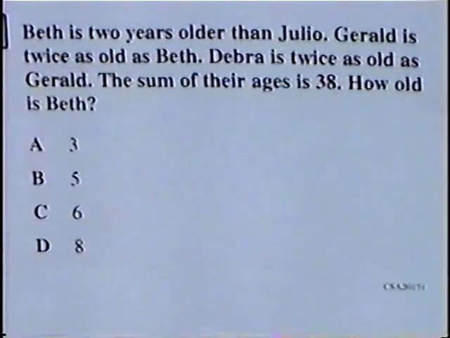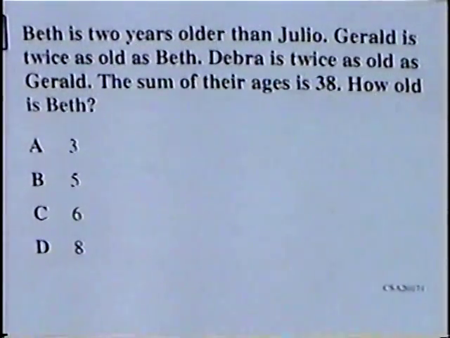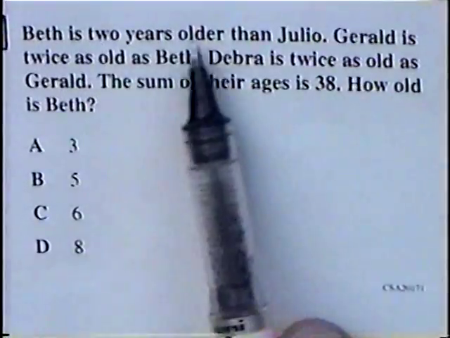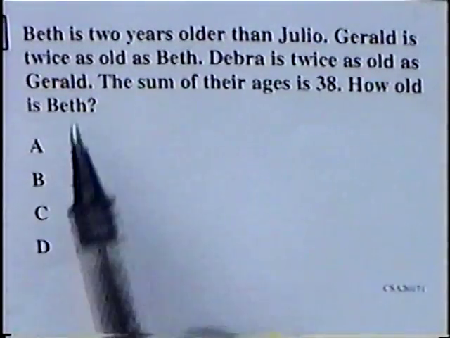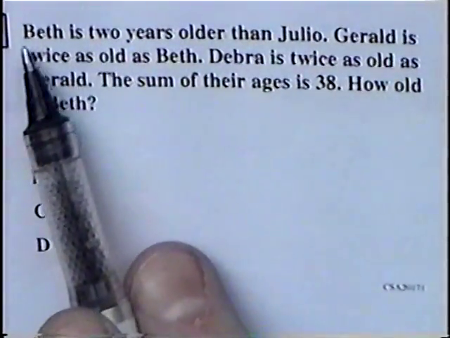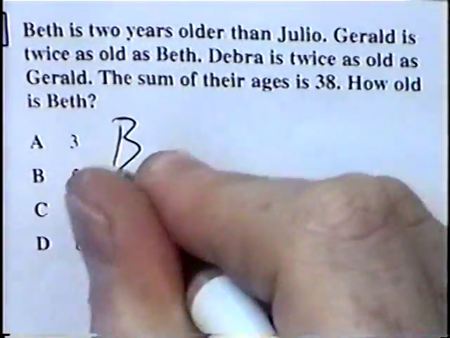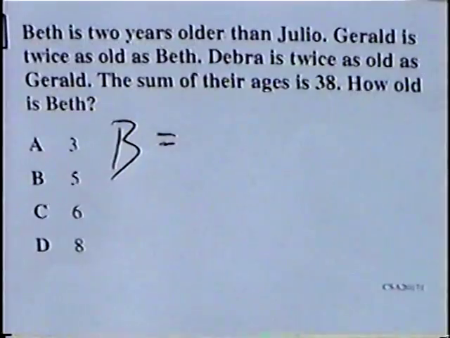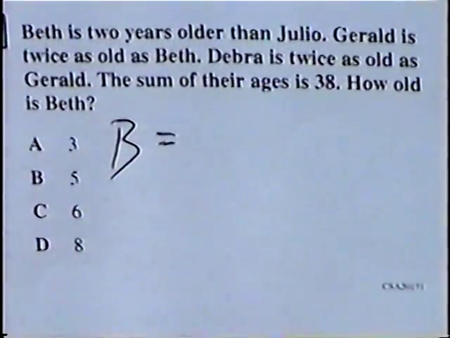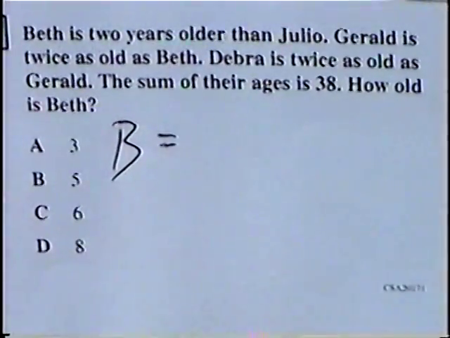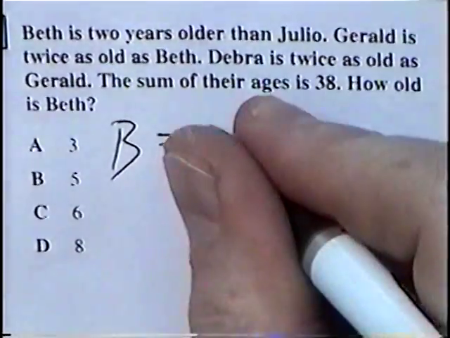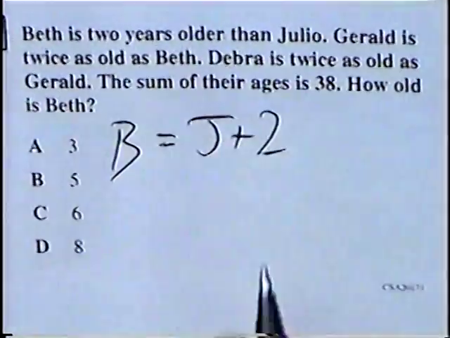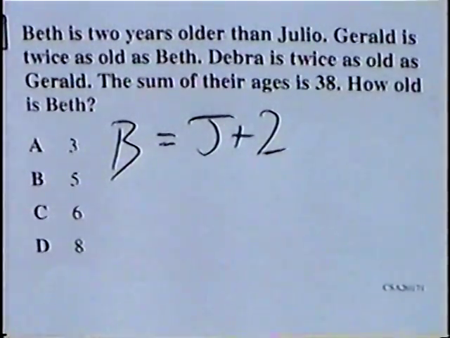To solve this word problem, we can write several equations. The first sentence, Beth is 2 years older than Julio. The word is would mean equals. If we use b for Beth, b is equal to 2 years older than Julio. 2 years older would be adding 2. So Julio will add 2, and that will be the same as Beth.